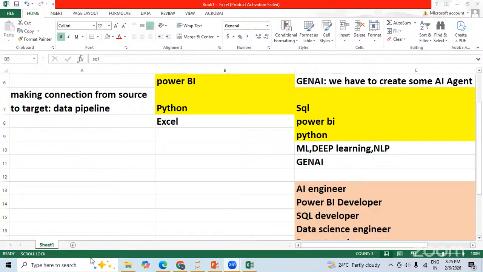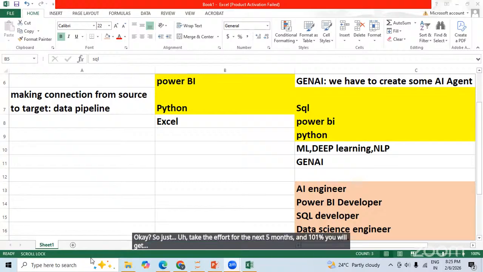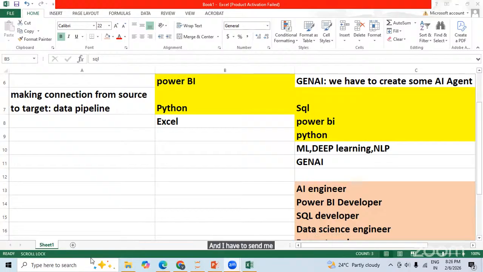Anything else, guys? Please fill the form, and we are going to start from Monday. So just take the effort for the next 5 months, and 101% you will get it. I am from farm. And I have recently completed an internship, so more things.